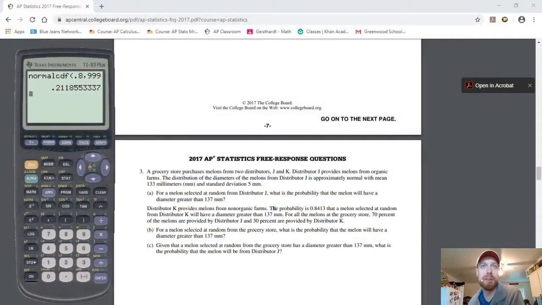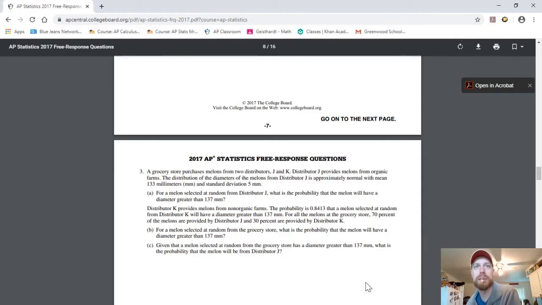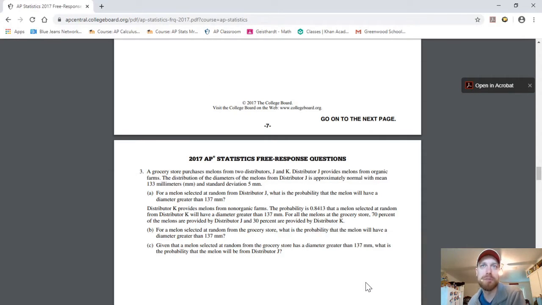Distributor K provides melons from non-organic farms. The probability is 0.8413 that a melon selected at random from K will have a diameter greater than 137 millimeters. For all the melons at the grocery store, 70% are from J, which was our organic one in part A, and 30% are from K, which is the non-organic one with an 84% probability that it's greater than 137 millimeters. For a melon selected at random from the grocery store, what is the probability the melon will have a diameter greater than 137 millimeters? I think the easiest way to think about this is with a tree diagram.